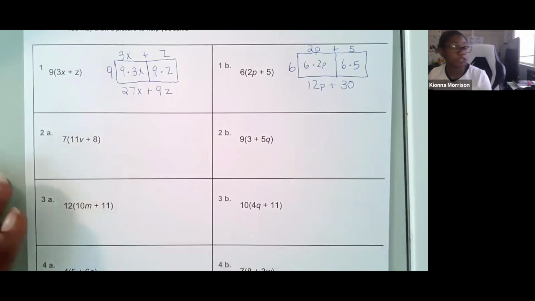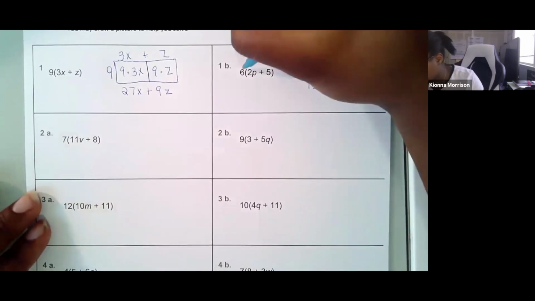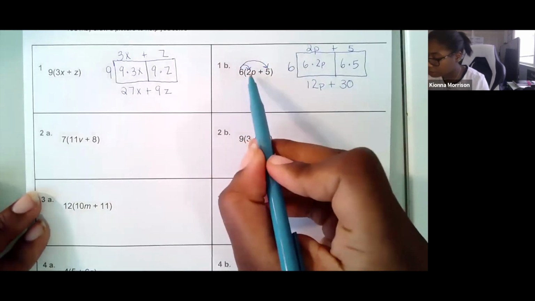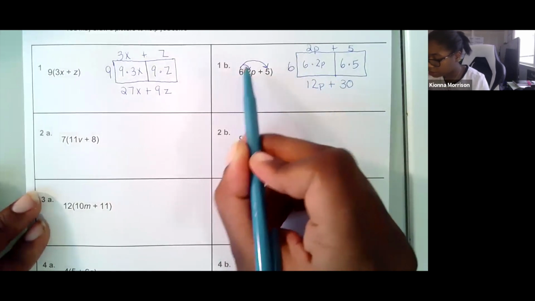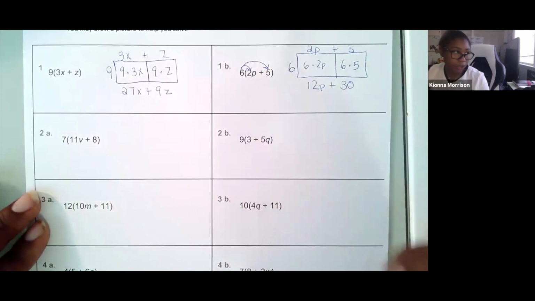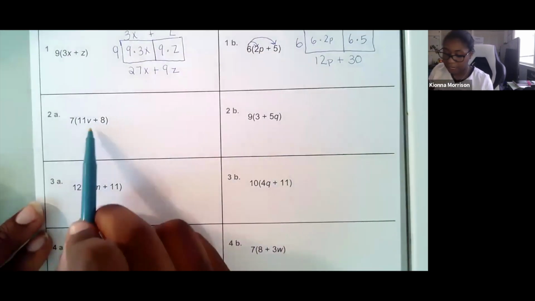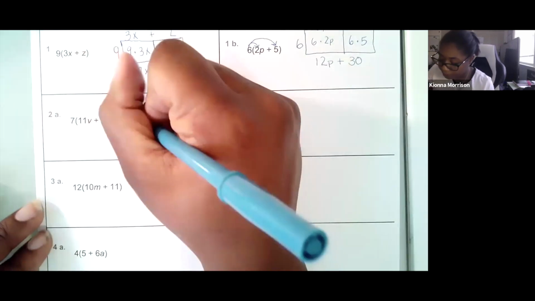If you weren't using your pictures, you can think about how you're distributing that 6 to each of your numbers. 6 times 2p, 12p, plus 6 times 5, 30. Now I'll try this one over here.